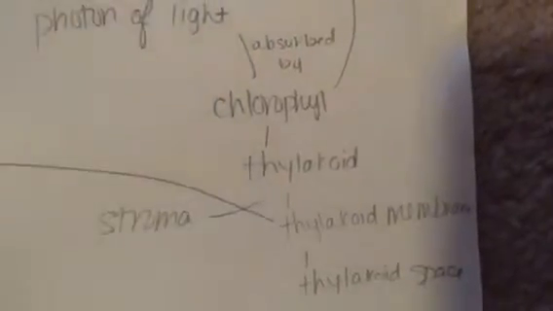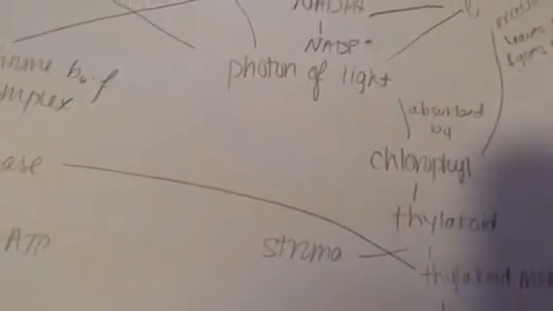And down here, a photon of light is absorbed through chlorophyll, and chlorophyll is stored in the chloroplast. I didn't write chloroplast, but chlorophyll is really in the thylakoid, which is in the chloroplast, and the thylakoid has a thylakoid membrane and a thylakoid space. A stack of thylakoids is like a grana, and outside of each grana is an aqueous liquid called the stroma.